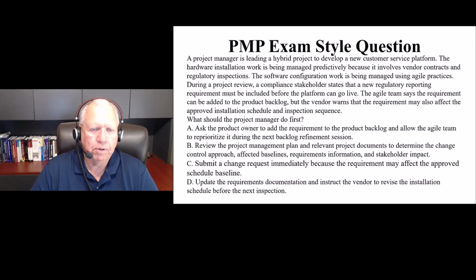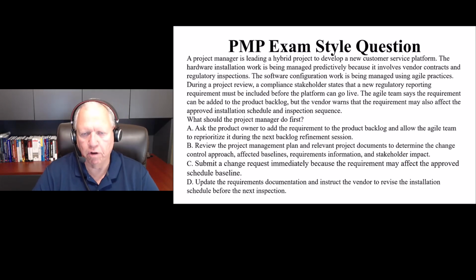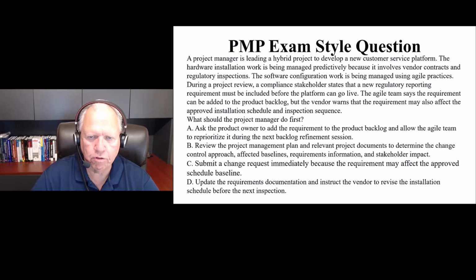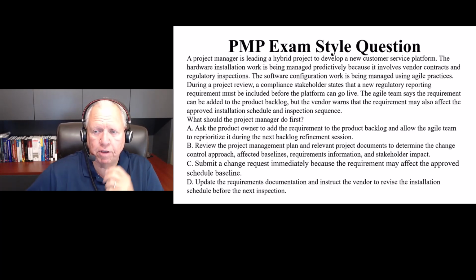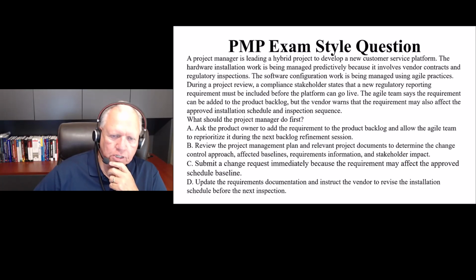So let's give you your PMP question for this. A project manager is leading a hybrid project to develop a new customer service platform. The hardware installation work is being managed predictively because it involves vendor contracts and regulatory inspections. The software configuration work is being managed using agile practices. During a project review, a compliance stakeholder states a new regulatory reporting requirement must be included before the platform can go live. The agile team says the requirement can be added to the product backlog, but the vendor warns that the requirement may also affect the approved installation schedule and inspection sequence. What should the project manager do first?